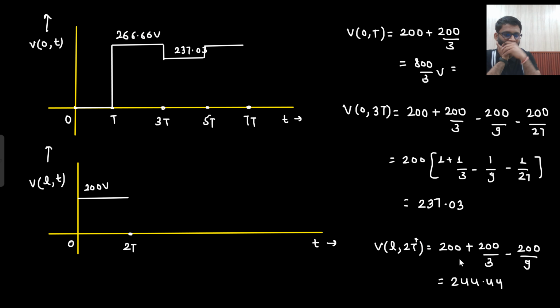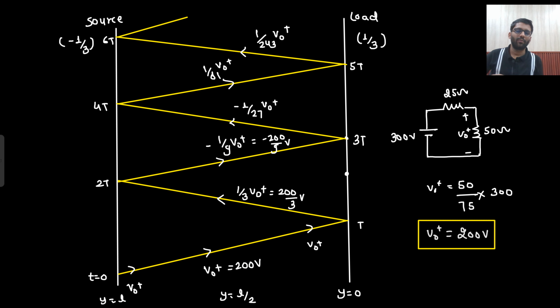So just doing the calculation: 600, 400 by 9. Yeah, 244.44. This will remain there till 4t. So this is there till 4t, that is 244.44 volt.